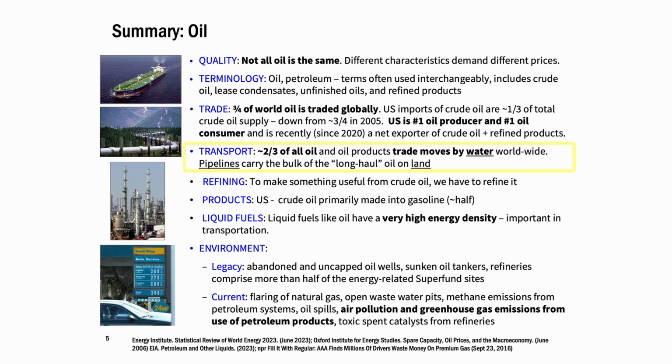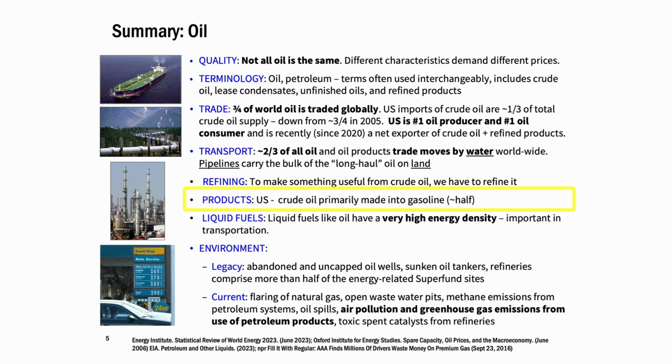Okay. We'll talk about how we transport it. Much of it moves by water over the oceans. And then we have to refine it. You guys watched the video about that. We'll talk a little bit more about refining in order to make the products. It doesn't come out of the ground how we want to use it, right? It doesn't come out of the ground typically as gasoline. And so we've got to do things to it in order to make the fuels that we want for our transportation system.